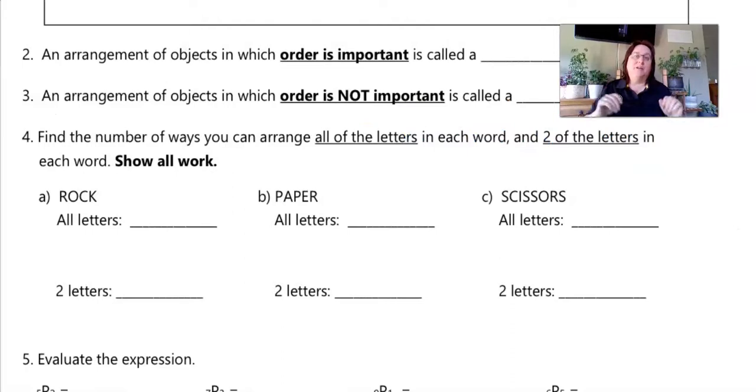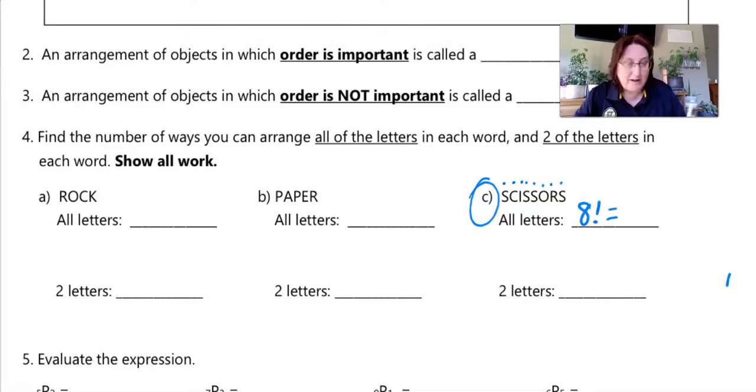All right, so guys, down here at number 4, we're going to do letter 4C together. It says find the number of different ways you can arrange all of the letters in each word, and then how many different ways can you arrange 2 of the letters? So we have the word scissors. Hey guys, how many letters do we have? We have 1, 2, 3, 4, 5, 6, 7, 8. There's 8 letters. So how many different ways can we arrange those letters when we're taking all of them? Well, hey guys, that's when we would do the 8 factorial.